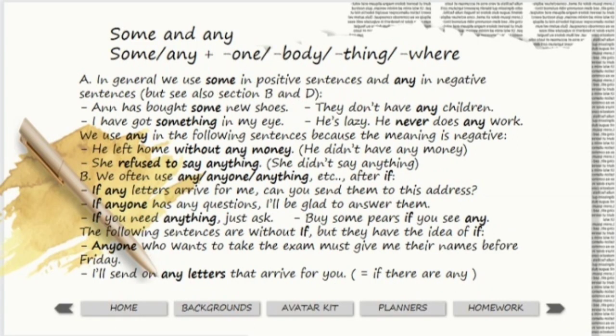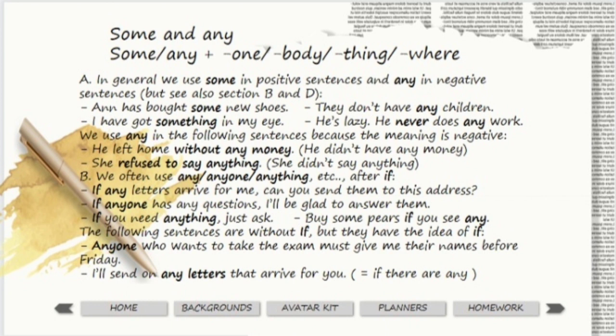The next: some and any. Some or any plus one, body, thing, and where. A. In general, we use some in positive sentences and any in negative sentences. For example, Anne has bought some new shoes. The other example: I have got something in my eye.